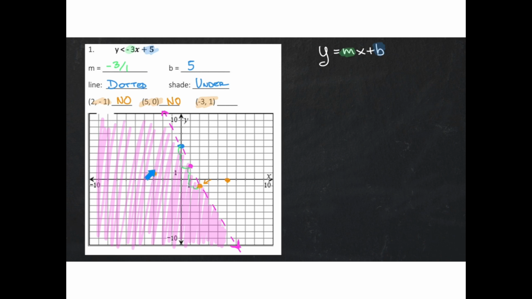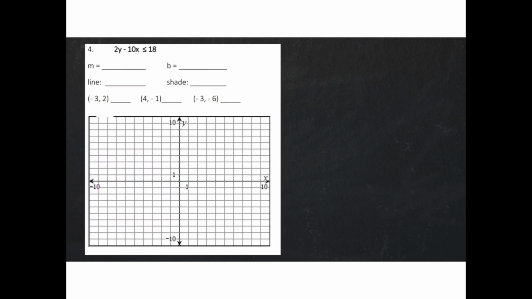This point is in the shaded area, therefore this point is a solution. Very well. So remember, dotted line is not a solution, only shaded area and solid lines. So let's go to our next example. Here we have a different type of example.